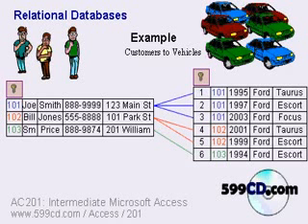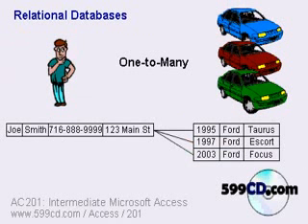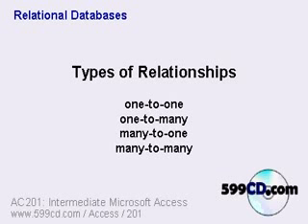Notice how as I add customers and cars, I don't have any duplicated information in my tables. This is the classic one-to-many relationship. There are other types of relationships, and I cover those in my Access 201 class.